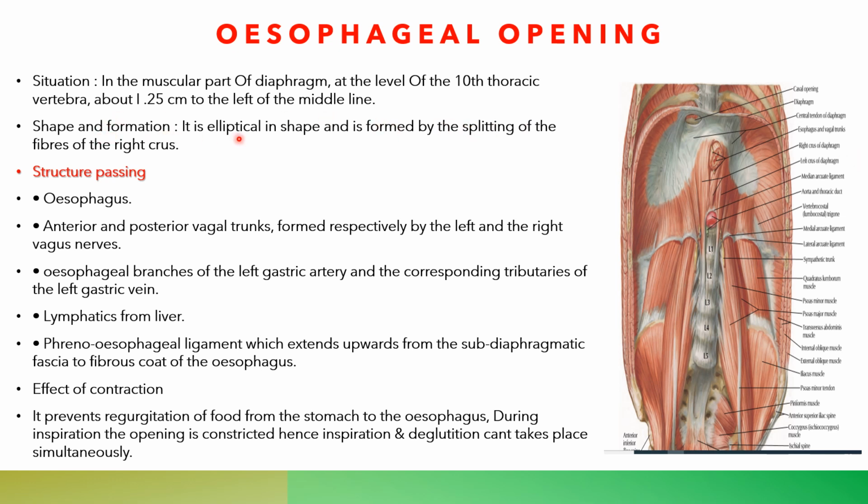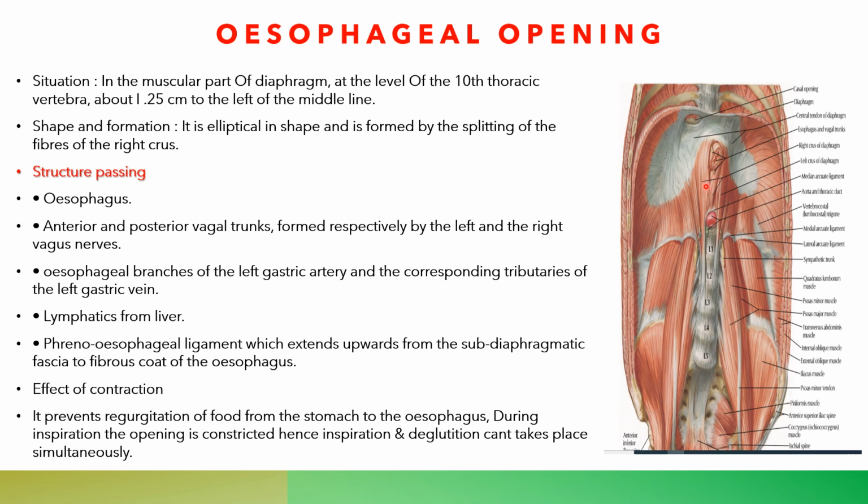Shape and formation: the opening is elliptical in shape and it is formed by splitting of the fibers of the right crus. You can see here that it is elliptical in shape, and this is the right crus of the diaphragm. So it is formed by the splitting of the fibers of the right crus of the diaphragm.